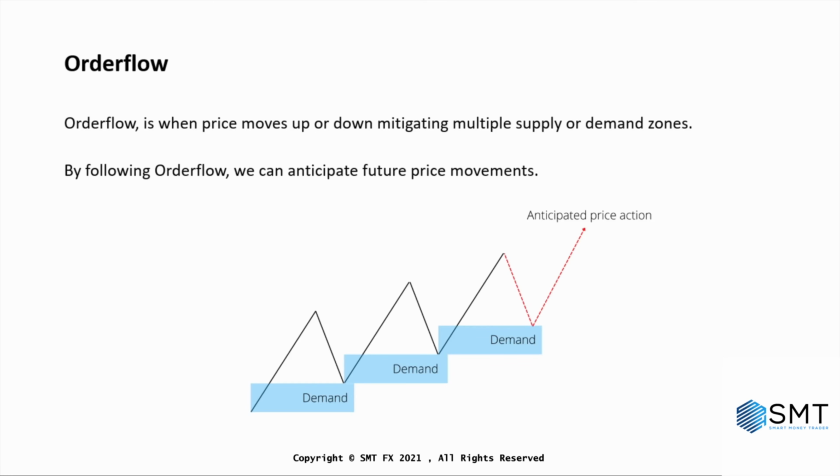So in this example, we can see we've had the first demand zone, price has pushed up, it's come back to mitigate that area, but as it's then broken the previous structure, it's created another demand zone, and it's come back to mitigate that. As it's pushed up again to break previous structure, we've created a third demand zone, and as you can see, the red line is where we anticipate price to come back to this area to push past the previous structure again.